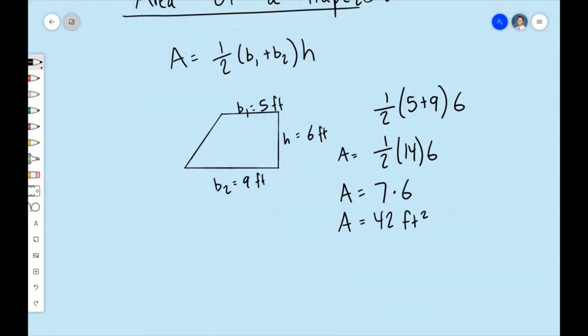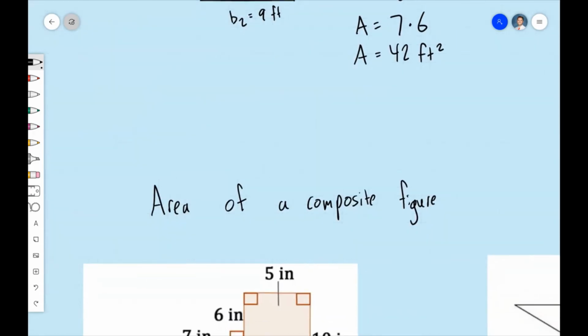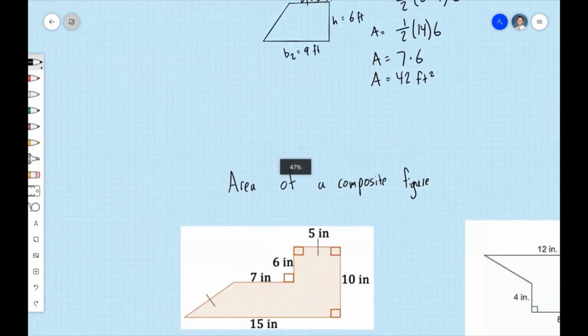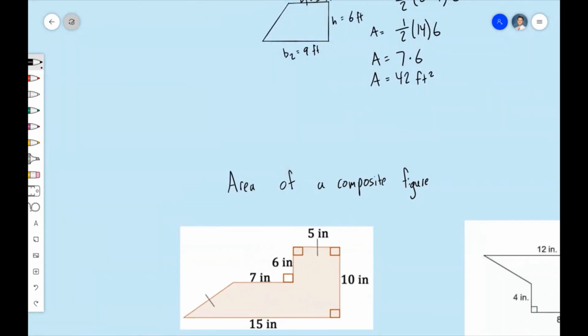Finally, we're going to look at finding the area of a composite figure. Now, a composite figure just means it's made up of multiple shapes. So you'll see here we've got a few different figures and a few different ways we can solve this. Our goal here is to break this figure down into figures or polygons for which we know how to find the area.